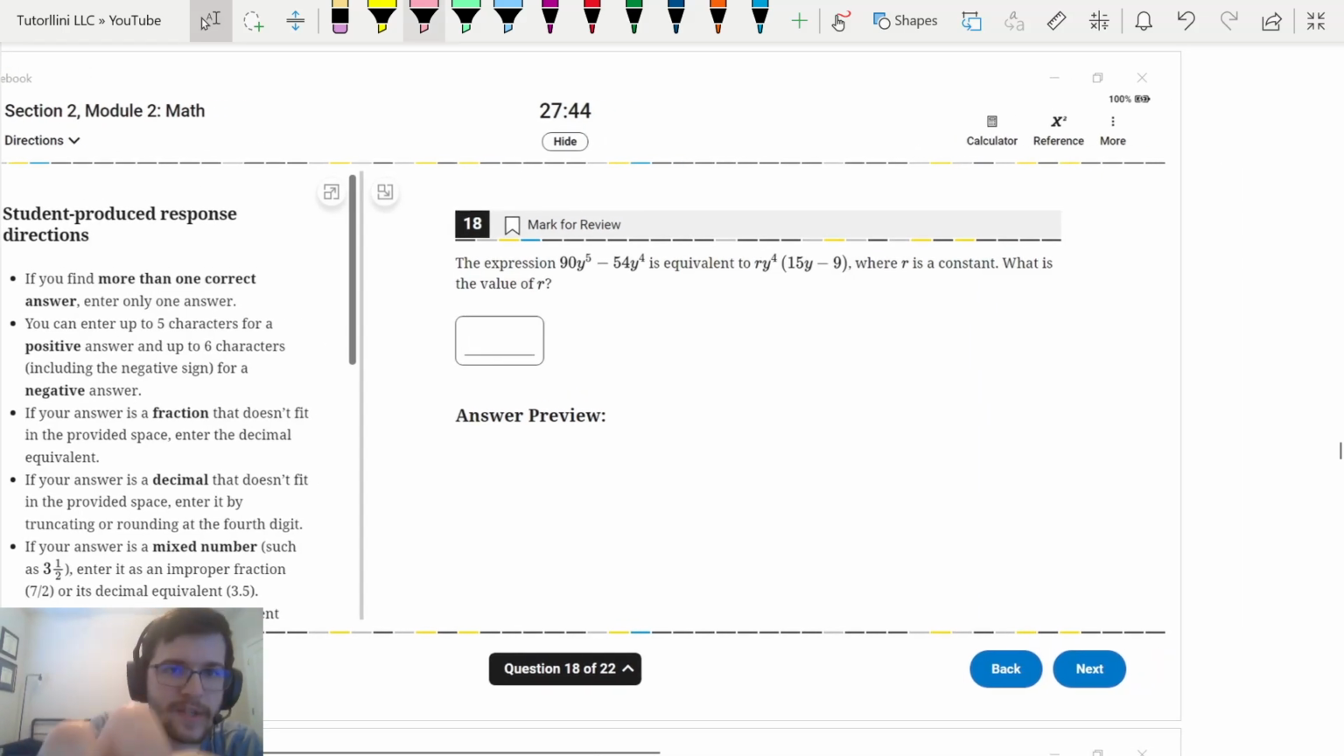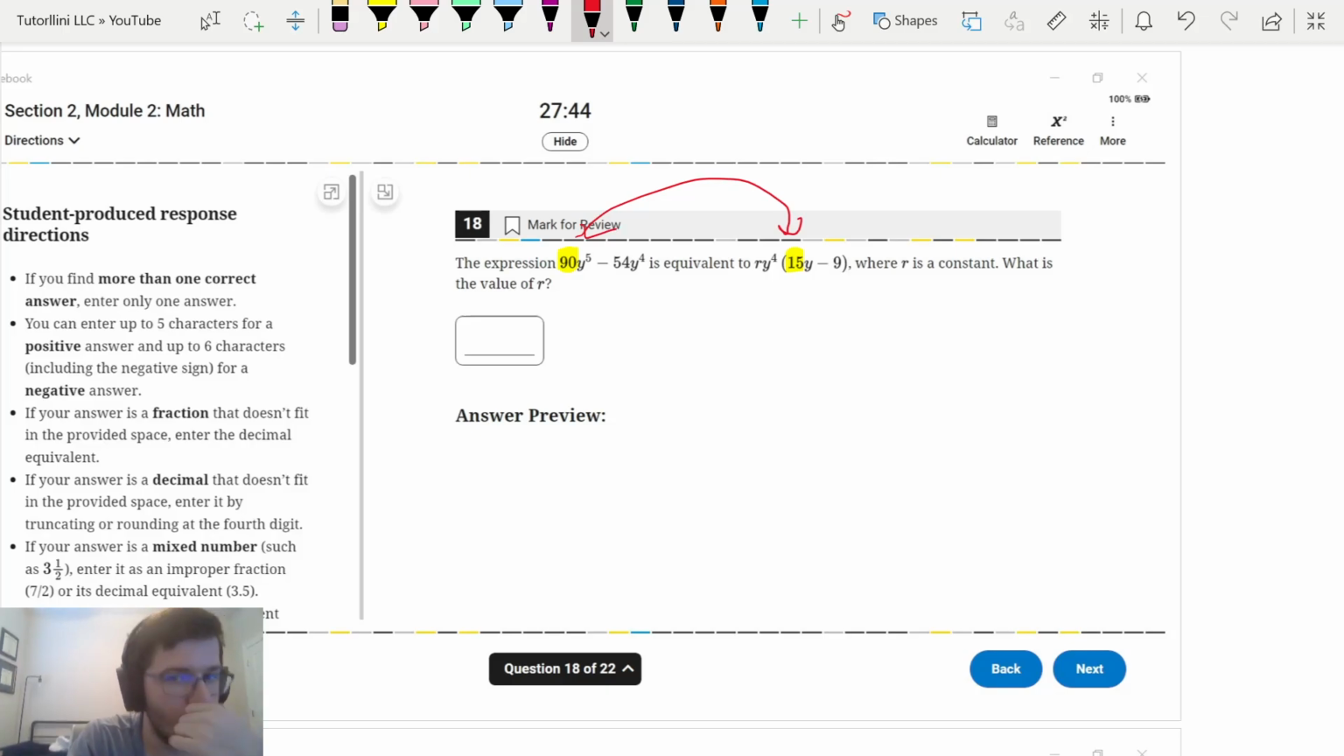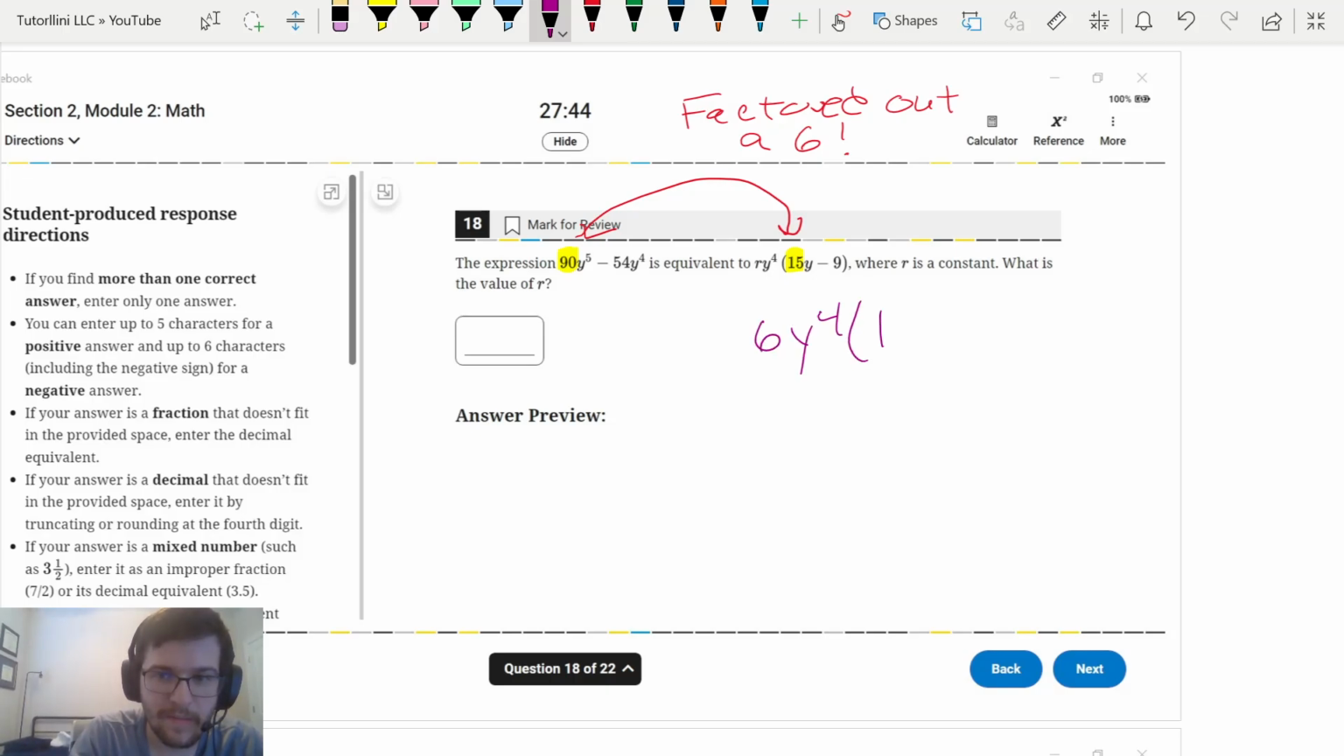So you need to look at this, and you need to look at this. And you have to recognize what times 15 gives me 90. And the answer to that question, even if you don't realize you can use a calculator, they factored out a 6. So 6y to the fourth, 15y minus 9. Okay, let's just distribute that really quickly and make sure we got what we started with.